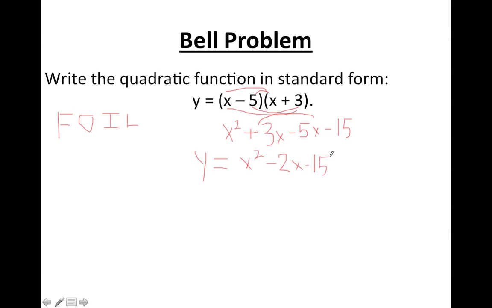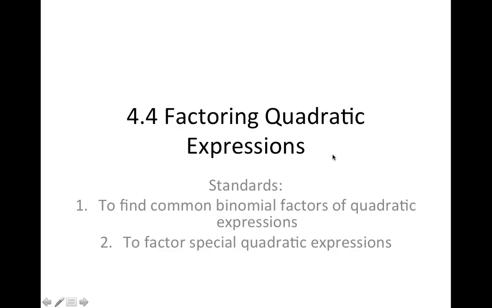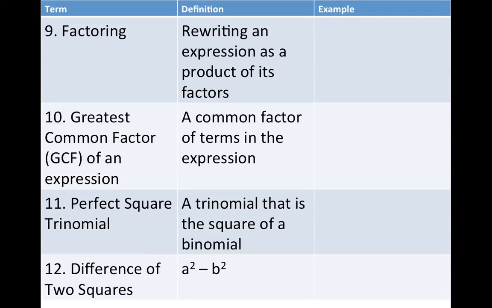Again, remember, when we write in standard form, we go from highest to lowest for our exponents. So we start with 2, go to 1, and then we have no x's. So this is the standard form of our quadratic equation. So in 4.4, we're going to be factoring quadratic expressions, which is my favorite. We're first going to start with a equals 1 today, and then move on to a is greater than 1 the following days. So when we are factoring, we're rewriting an expression as a product of its factors.